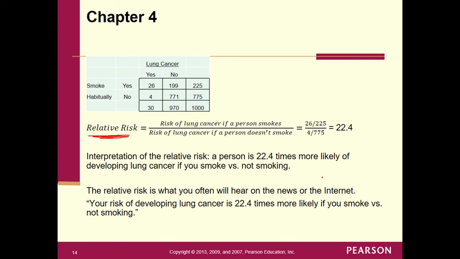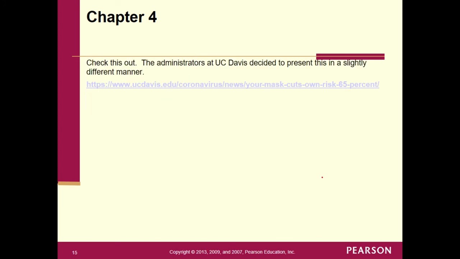All right, now I want you to check this one out. The administrators at UC Davis decided to present this in a slightly different manner. So what I want you to do is click on that hyperlink there, and it'll take you to a website. And what it was trying to tell students is why you should wear a mask around campus. Okay, read it for like a minute or two, and then come on back. Okay, just kind of get the gist of it.